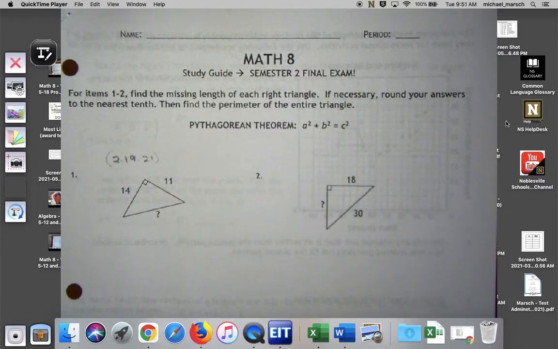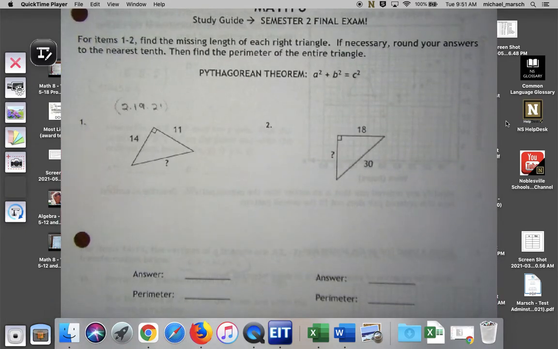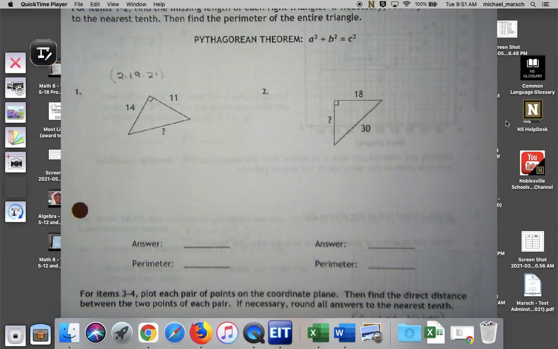Okay, here are the answers to your study guide for your semester 2 final exam. I'm going to work these out for you so you can pause as you're going through. Hopefully everything will be crystal clear. And then of course if you have any questions after going over this, I'm happy to answer them. I just want to avoid distractions while I'm going over this with you, so that's why you're watching this by yourself right now.